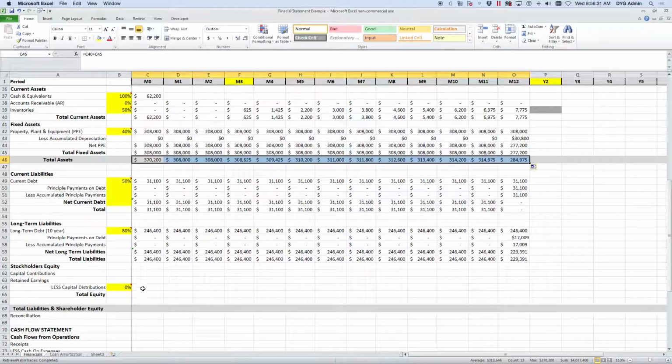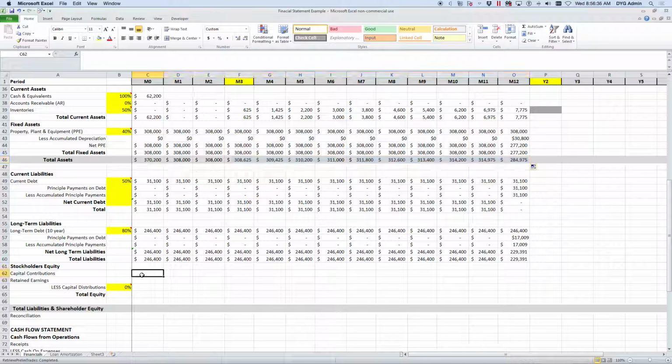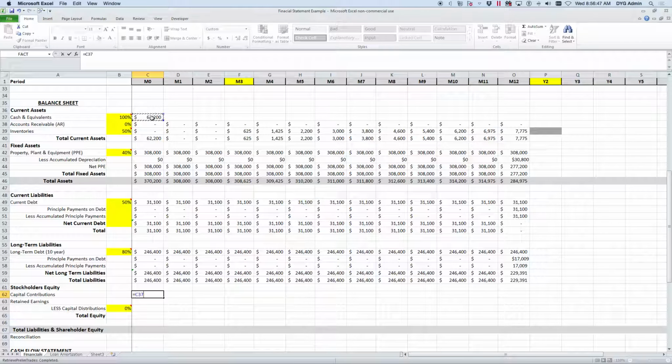Bear with me for a second. I'm going to show you why I'm doing that. Total stockholder equity, capital contributions. Here's where we have to figure this out. Okay. In the first period, we're going to say that what we need to put in is the amount to cover the cash plus the amount to cover the assets that we're going to buy minus whatever we've borrowed as current debt minus whatever we borrowed as long-term debt. So we need 92.7 is what it comes out to.